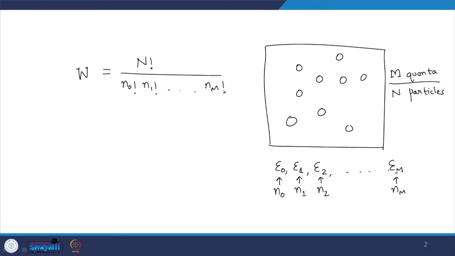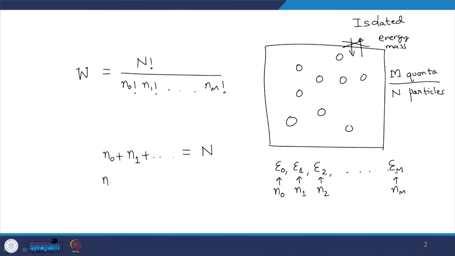Now, we have two constraints in this problem. The first constraint is that the sum of these n naught, n1 and so on is equal to the number of particles, and then if I assume the system to be isolated, that means the energy of the system is constant. There is no exchange of energy with the surrounding, and there is no exchange of mass as well, which in this case is the number of molecules. So, there is also a condition for energy, and that is n naught multiplied with epsilon naught plus n1 multiplied with epsilon 1 and so on is equal to some energy E, that is the total energy of the system.